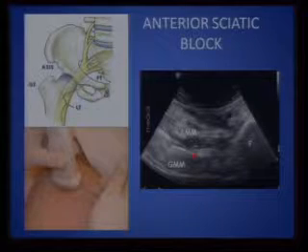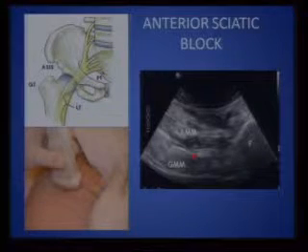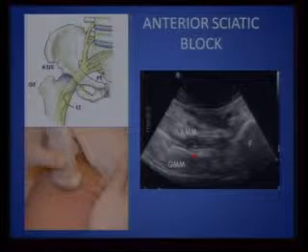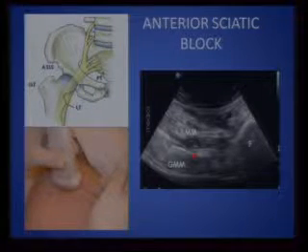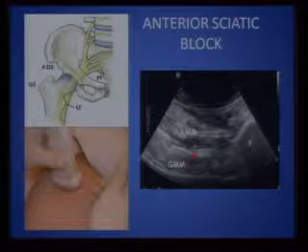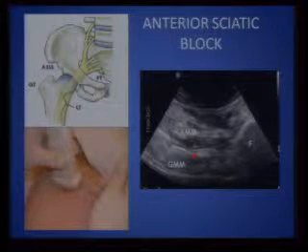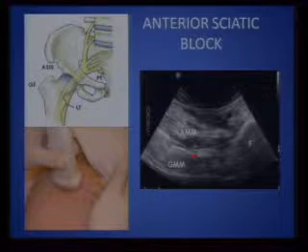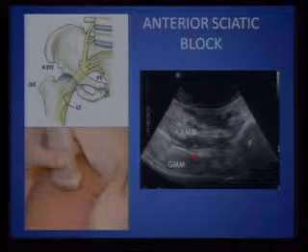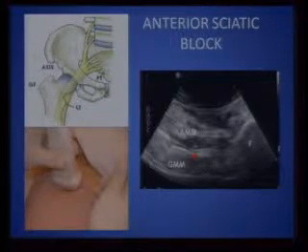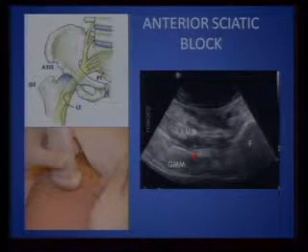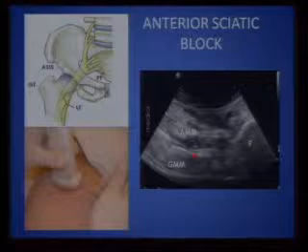The anterior sciatic block can be facilitated with the use of ultrasound. And as Ashit said, it is useful in patients who cannot be put in lateral position or in prone position. So this is the lesser trochanter, and you can see the nerve passing just beneath the lesser trochanter. So you apply a curved transducer about 8 centimeters distal to the inguinal crease, and your needle goes either in plane or out of plane.